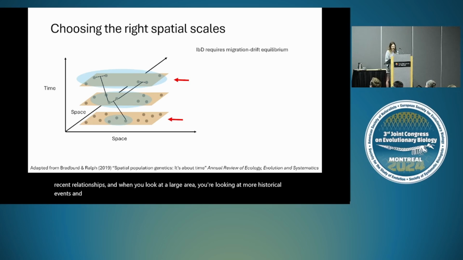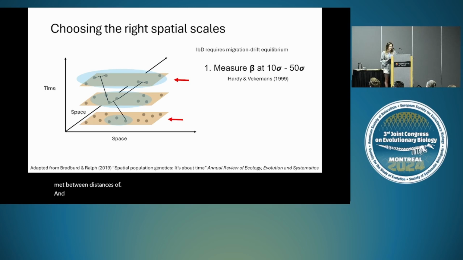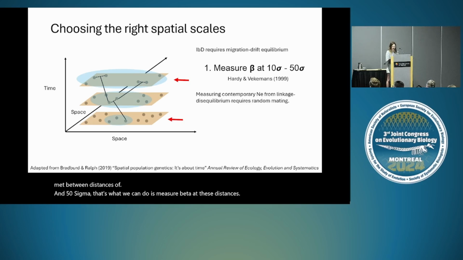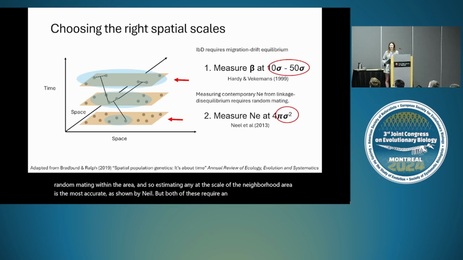And so the isolation by distance model requires the migration drift equilibrium, and Hardy and Beckmans performed simulations to show that the migration drift equilibrium was met between distances of 10 sigma and 50 sigma. And so what we can do is measure beta at these distances. Similarly, the linkage disequilibrium method for estimating contemporary NE requires random mating within the area. And so estimating NE at the scale of the neighbourhood area is the most accurate, as shown by Neal. But both of these require an estimate of sigma, which is the unknown parameter that we're trying to work out.